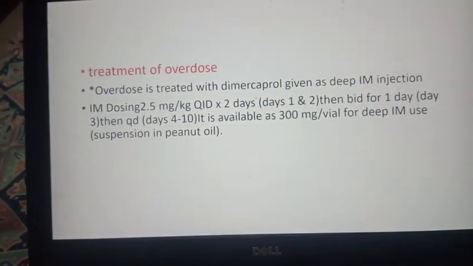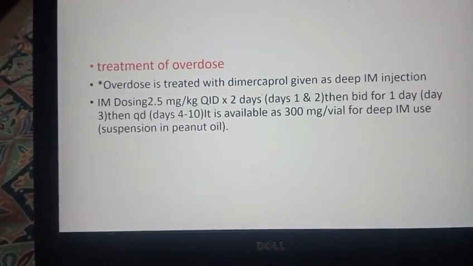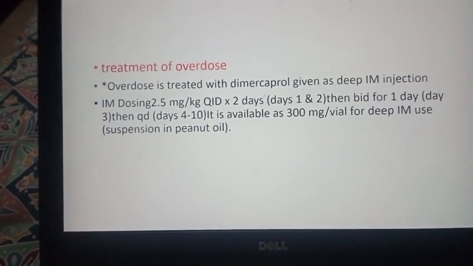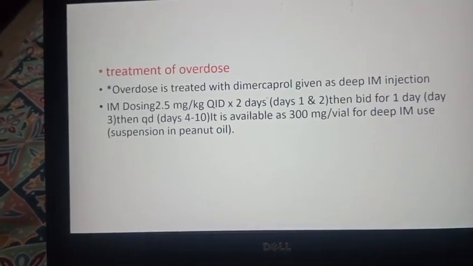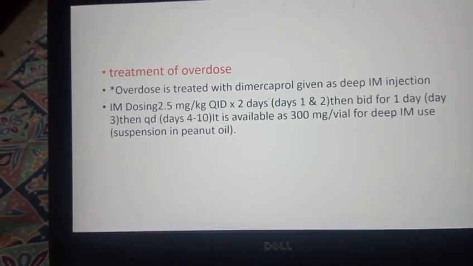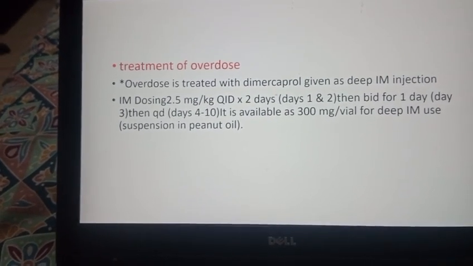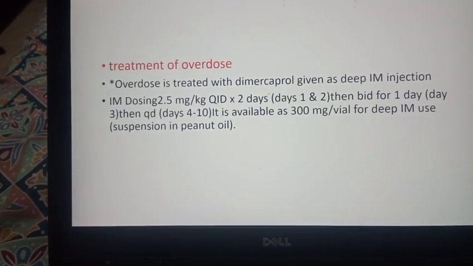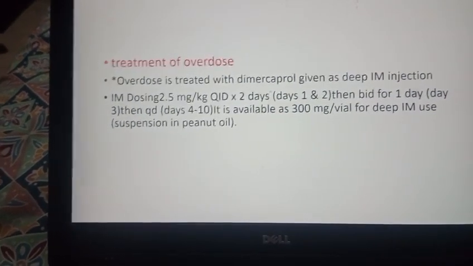If there is an overdose of Glucantime, we have to give dimercaprol, given as a deep IM injection. It is given as 2.5 mg per kg QID for 2 days, and then BID for 1 day, and then QD for 4 to 10 days. It is available in the strength of 300 mg per vial for deep IM use. The suspension is available in peanut oil.